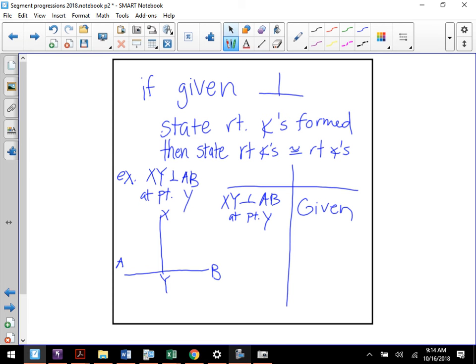Yep. So then you can say, you don't have to just say right angle and right angle, you could label what those right angles are called. So here it would be angle AYX and angle BYX are right angles. All right, accidental square there again. And that's definition of perpendicular.